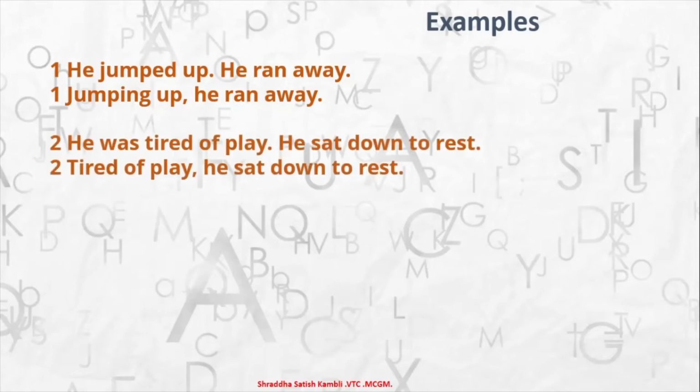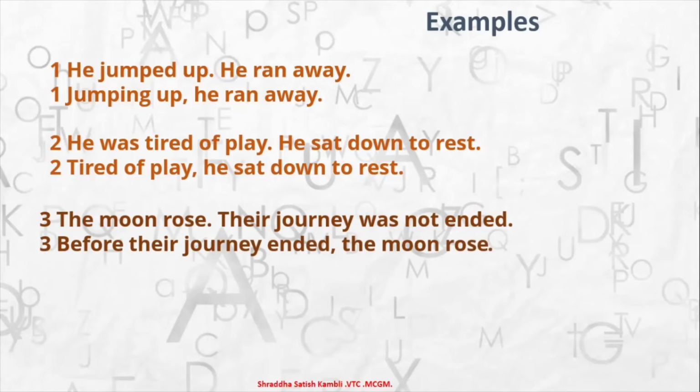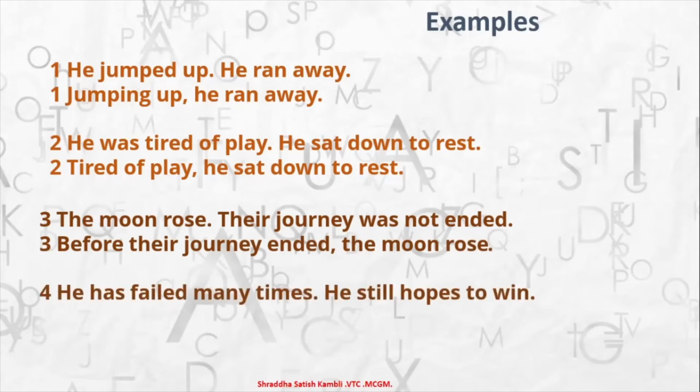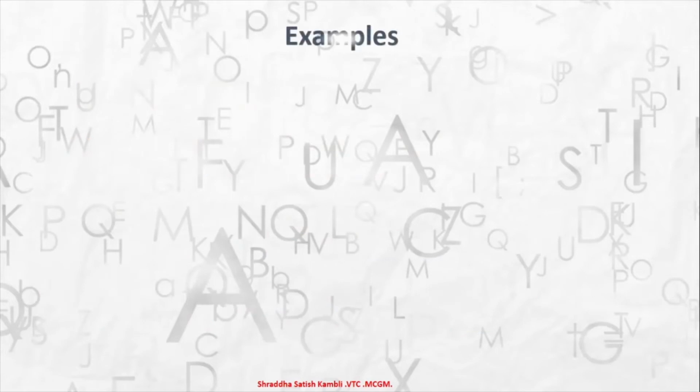Okay, let's take a look at a combination of examples now here. He was tired of playing, he sat down. Tired of play, he sat down to rest. The moon rose, their journey was not ended. Before their journey ended, the moon rose. He has failed many times, he still hopes to win. Having failed many times, he still hopes to win. So see, these are all the ways we have combined two sentences in order to form a new kind of sentence.